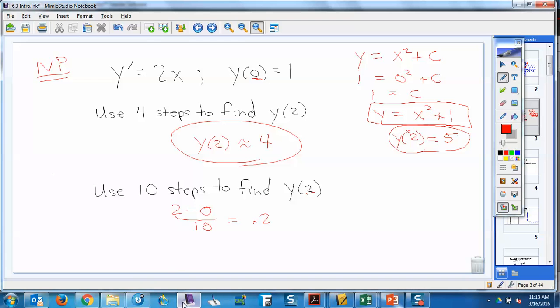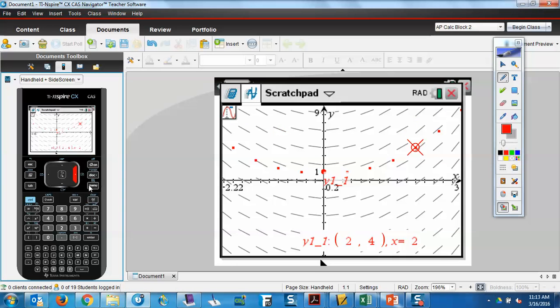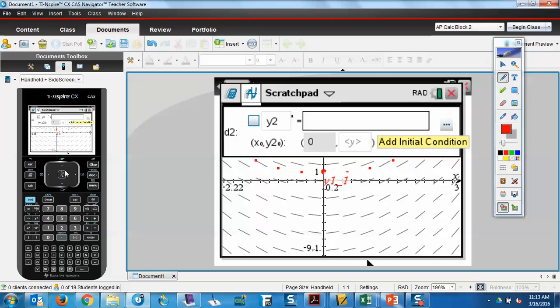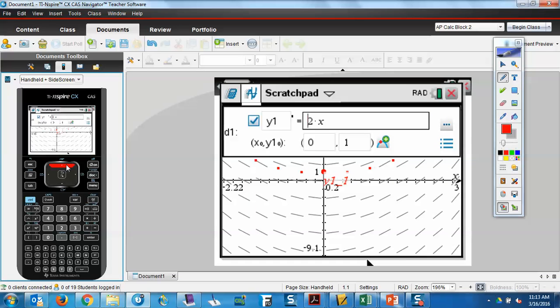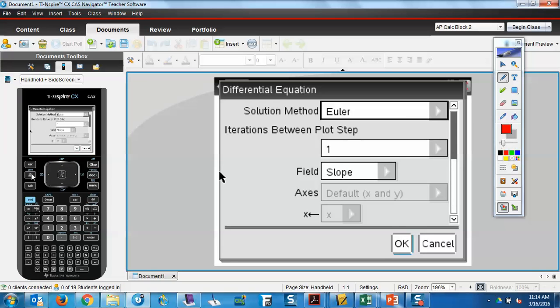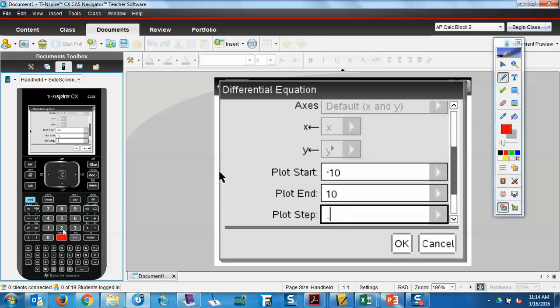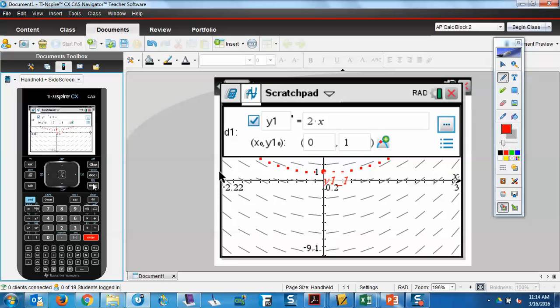So we're going to go to our calculator. If we were starting this from scratch, we would go into our differential equation mode. We would put in our differential equation, which is y prime equals 2x. We would put in our initial condition, 0, 1. We would go to the 3 dots over here to edit the parameters. Let's go down and change our plot step from 0.5 to 0.2. Hit enter.